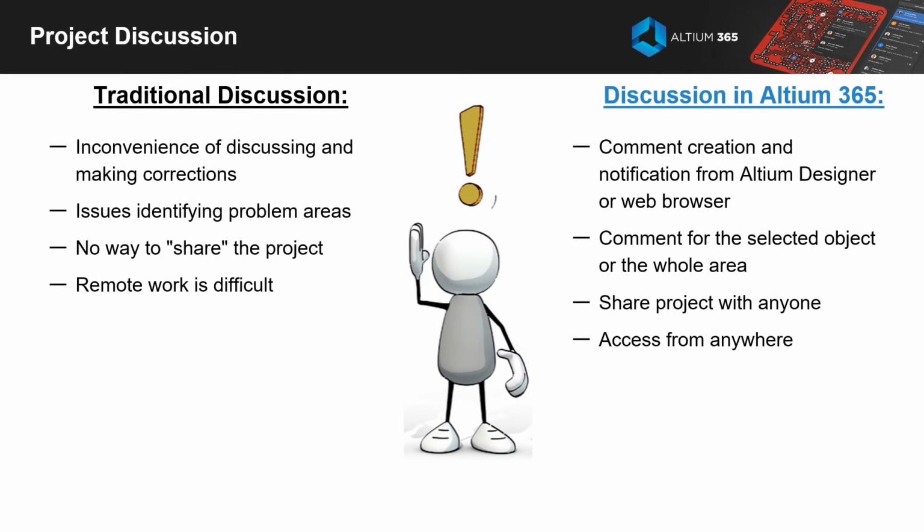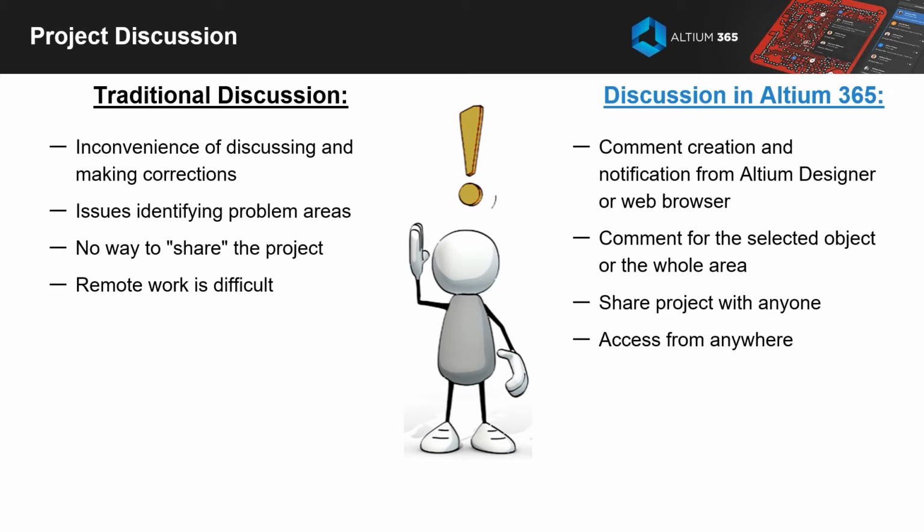No collaborative project is complete without some form of project discussion. Let's review some of the challenges found in traditional discussion methods. It can be very inconvenient to discuss and make corrections because it can be very difficult to identify the topic of discussion. When you have to carry out all of your communication outside of the context of your project, miscommunications are increased.